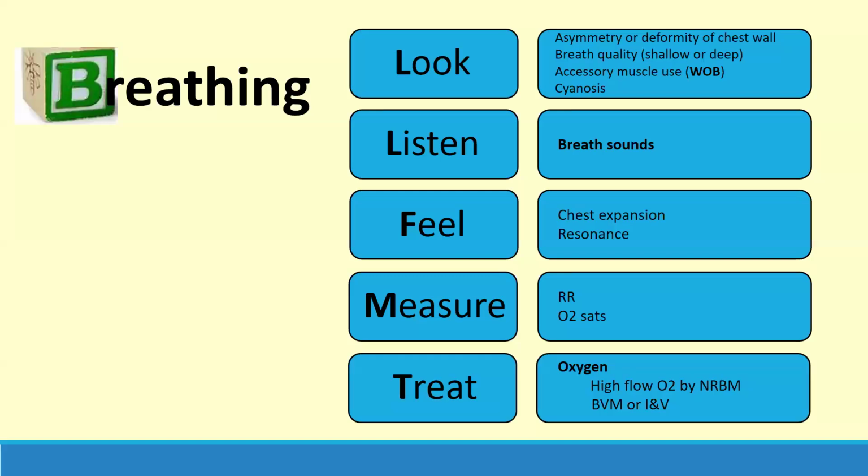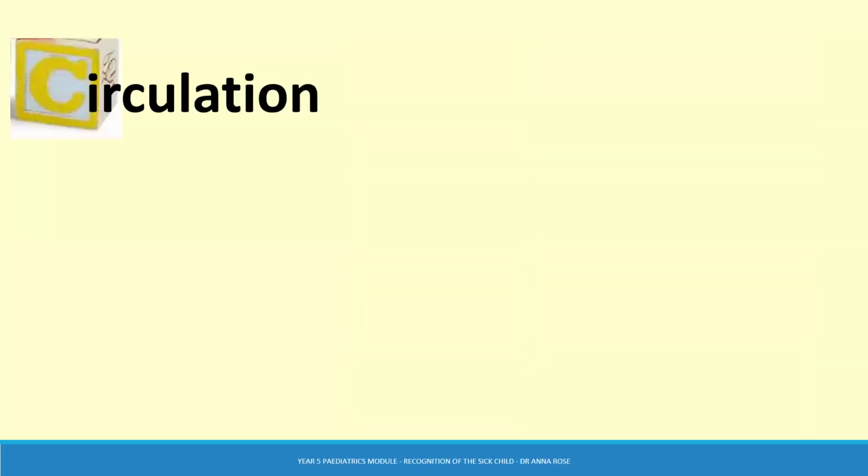And treat. Obviously you can start by providing oxygen. Sorry, these are unhelpful abbreviations. This is providing oxygen by a non-rebreathe mask, which is essentially the highest way we can get oxygen in without invasive ventilation, and then bag valve ventilation or intubation and ventilation. Bag valve mask is when you're manually ventilating the child that's collapsed and not breathing anymore, and intubation and ventilation is when you've intubated them. Okay, so lots of B signs.